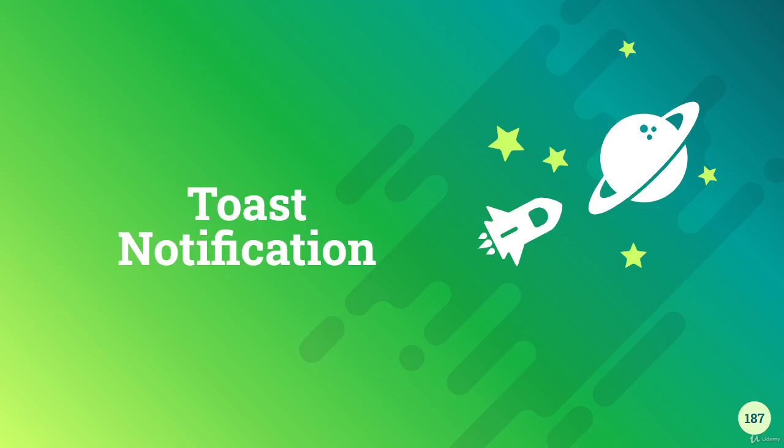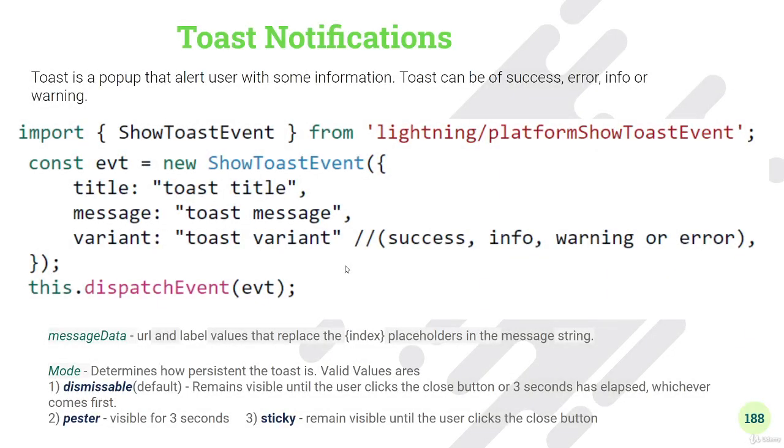In this video, we'll learn how to show the toast notification in LWC. So the toast is a pop-up that alerts the user with some information, and the information can be of anything. It can be positive information or negative information. If it is positive, like account created successfully, that's success information, right? Similarly, we can show error information, like a system error occurred. We can show some warnings as well.